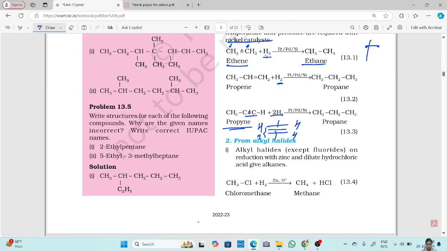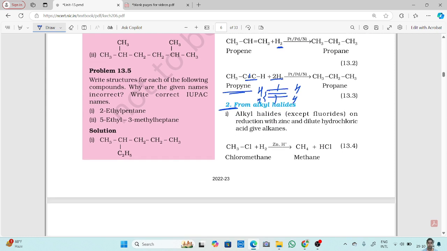unsaturated hydrocarbons. Now from alkyl halides. What are alkyl halides? Alkyl groups, you know, methyl, ethyl, propyl groups. To them you have to add a halogen. Halogen is represented by X, and it can be chlorine, bromine or iodine.